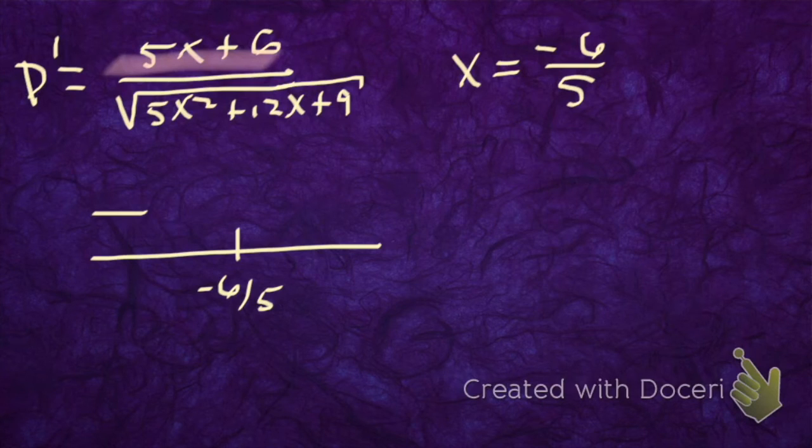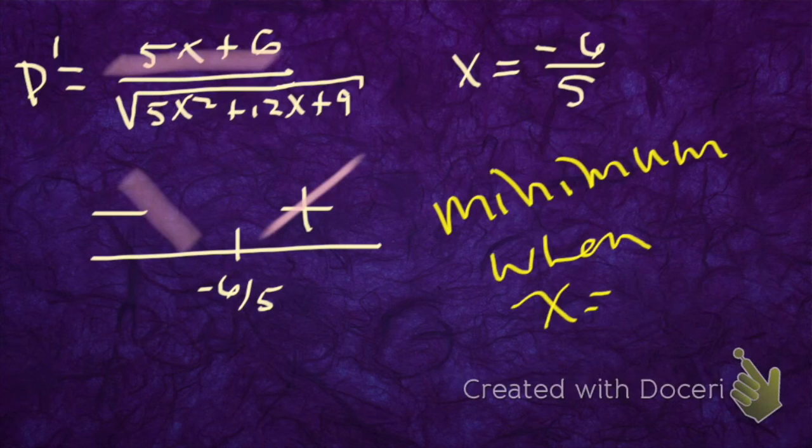Let's check a number to the right of minus 6/5. We put 0 in that numerator, and we get a positive. That's why we're positive in that region. So we're going from negative to positive, meaning we have a minimum. And our minimum occurs at x equals minus 6/5.